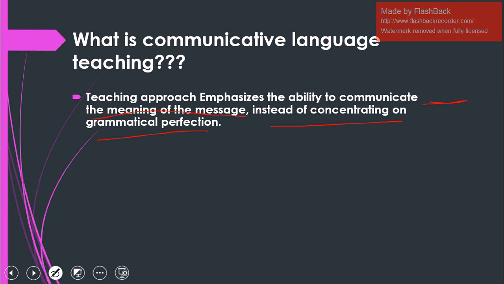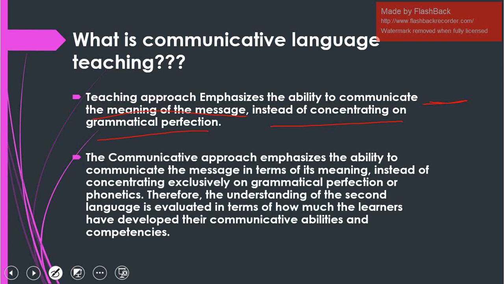But in the CLT method, the communicative language method, the emphasis is given to the communicative abilities, to the content of the message, rather than the grammatical features and grammatical correctness. So grammatical correctness is subsided, and the communication skills and the content of the message are given the proper weightage and priority. So this method will go according to this.